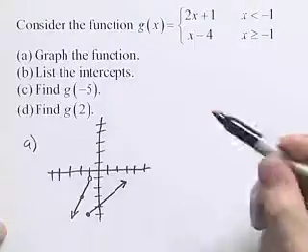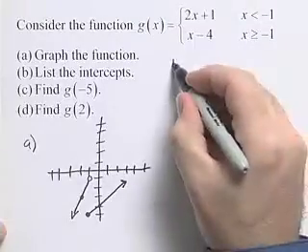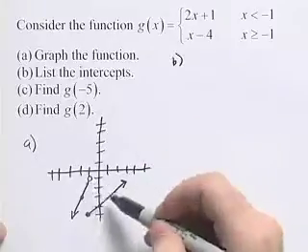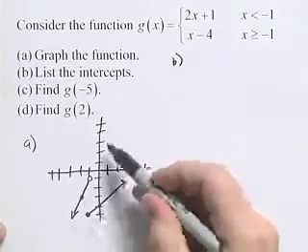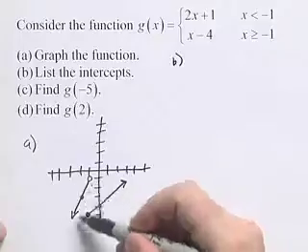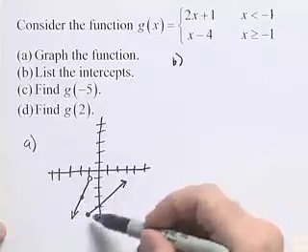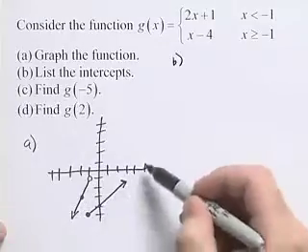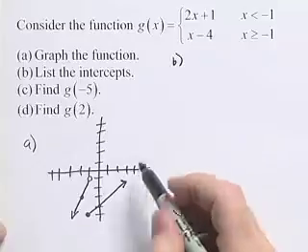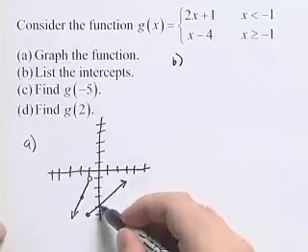Part B says to list the intercepts of the graph. If we look at our graph in our two pieces, we see that this piece never hits the x-axis or the y-axis, so we'll get no intercepts from this piece. But this second piece does hit the x-axis and the y-axis. It'll eventually hit the x-axis up here somewhere, and we've already seen where it crosses the y-axis.